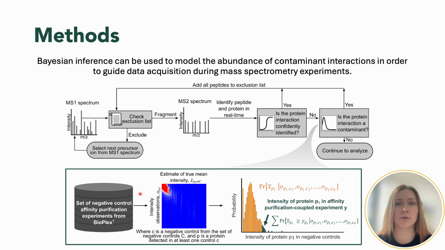With these negative controls, I use Bayesian inference to ultimately model the probability of seeing different abundances of a protein based on all of the observations from the negative controls. And so what's useful about these null distributions is we can use them to compare the abundance of interactions that we see in real experiments, and then even assign a probability of how likely a protein interaction is to be a contaminant or not.